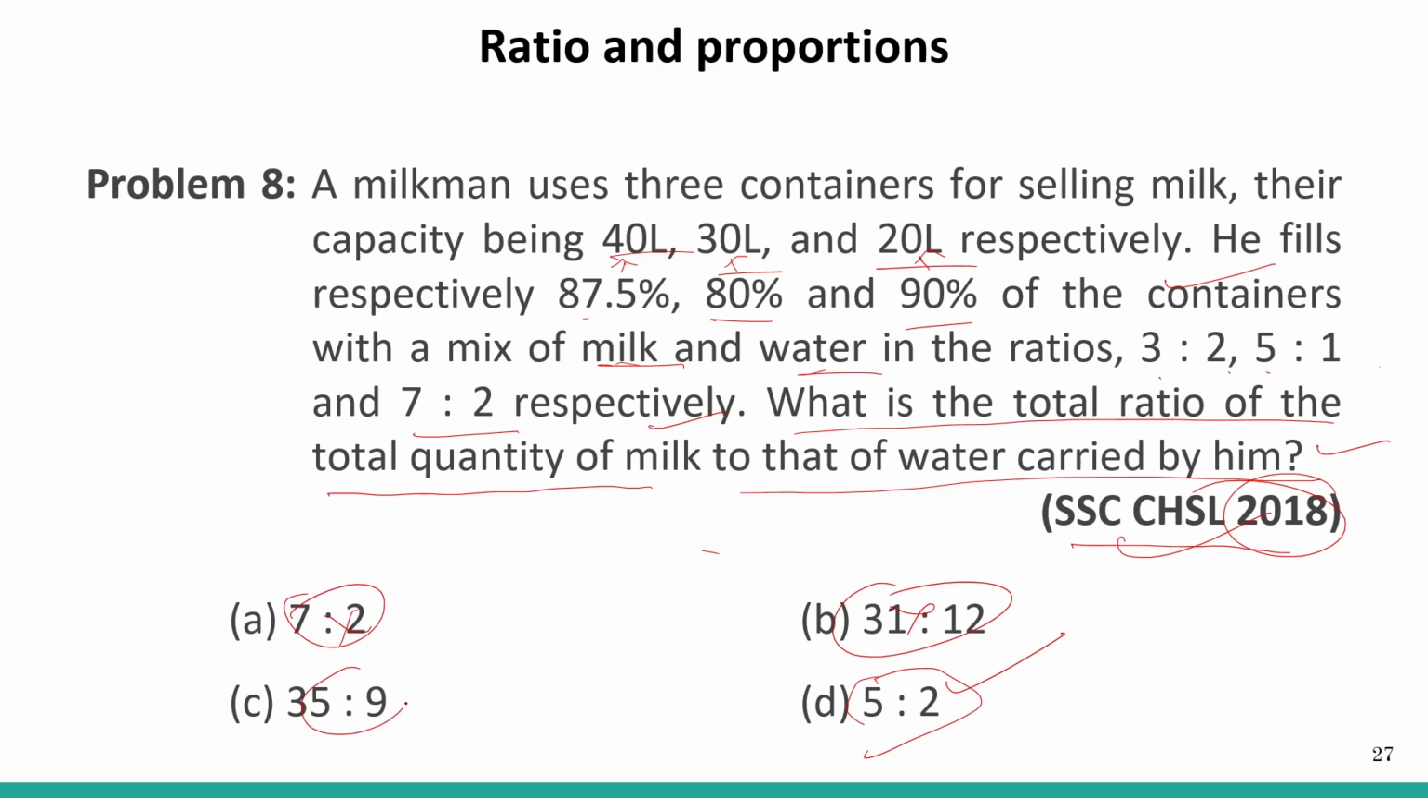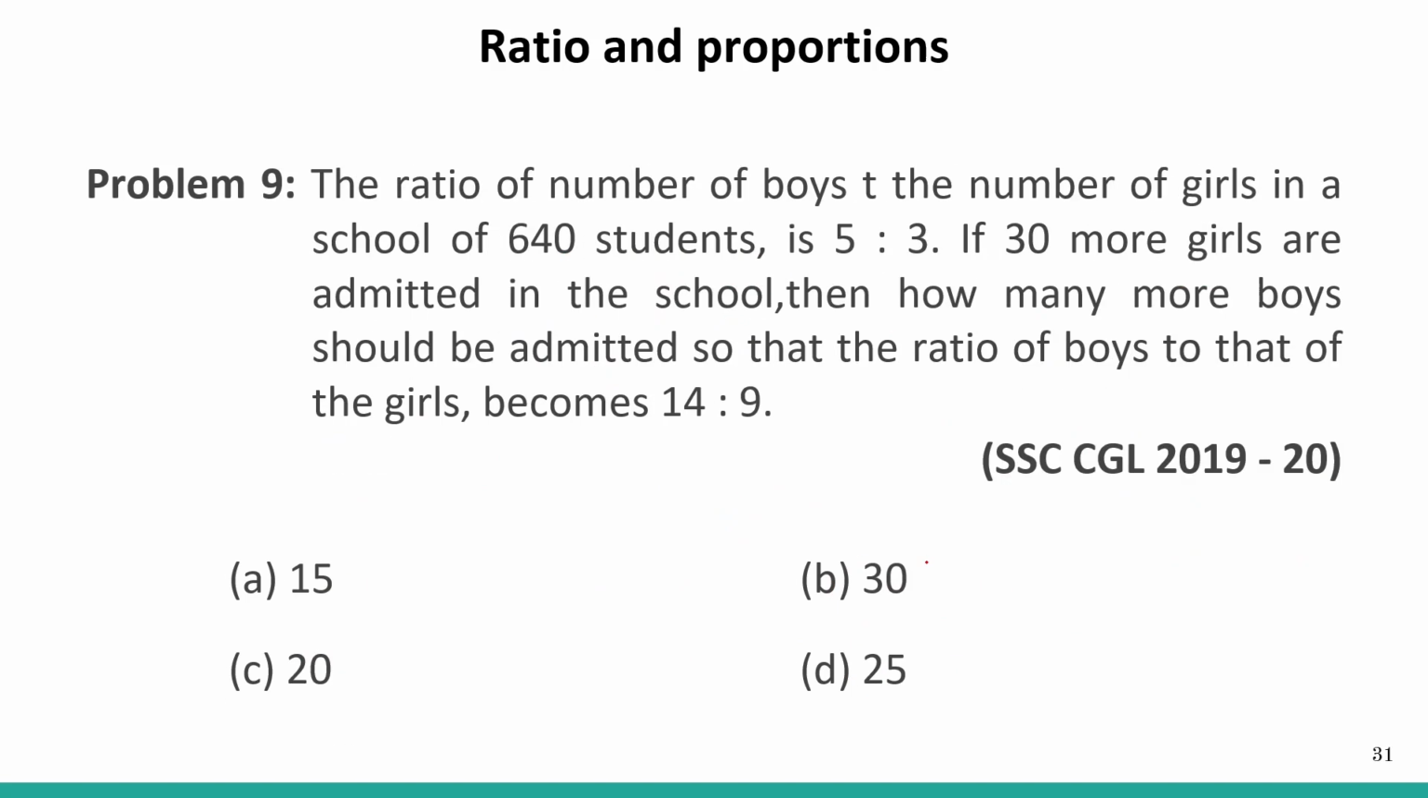7 is to 2 is wrong. 35 is to 9 is wrong and 31 is to 12 is wrong. Okay. These are very standard questions. So please remember the way we solve them. Okay. So let's see problem number 9.